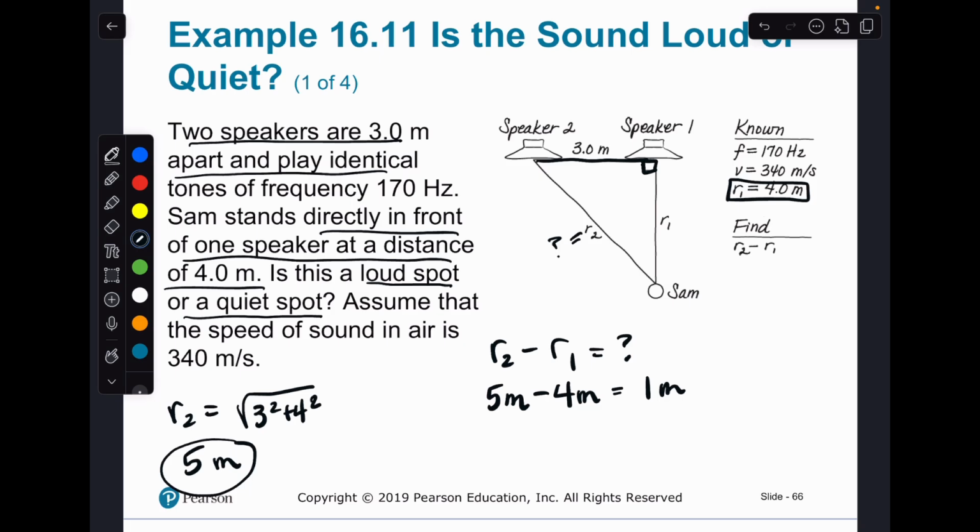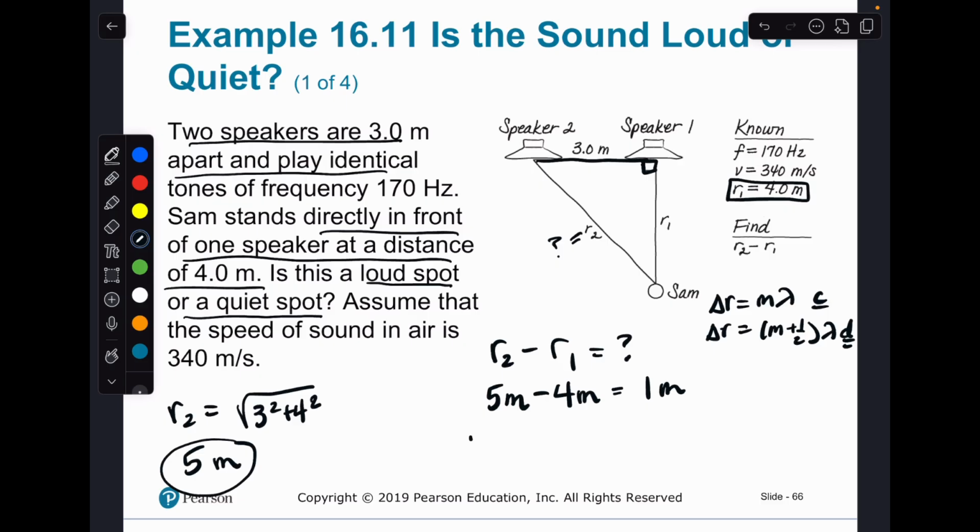So let's pick either constructive or destructive to start with. Let's write them both down just as a reminder, right? So delta R is going to equal m lambda for constructive, and then delta R is going to equal (m plus 1/2) lambda for destructive. Okay, so let's pick one to start with and see if we get a match.